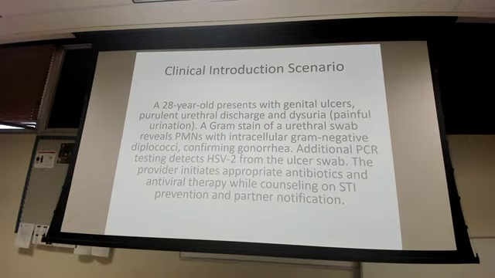All right, here's our clinical introduction scenario. A 28-year-old presents with genital ulcers, purulent urethral discharge, and dysuria. A gram stain of a urethral swab reveals PMNs with intracellular gram-negative diplococci, confirming gonorrhea. Additional PCR testing detects HSV-2, herpes simplex virus 2, from the ulcer swab. The provider initiates appropriate antibiotics and antiviral therapy while counseling on STI prevention and partner notification. Okay?